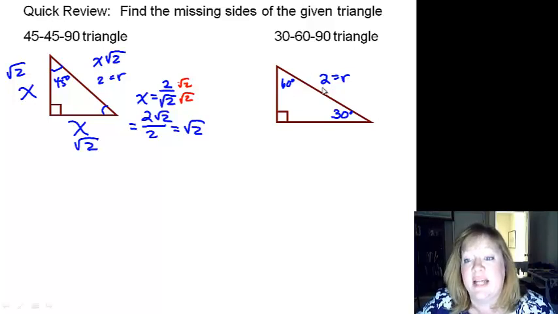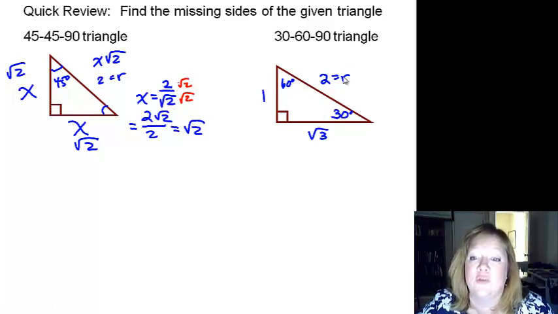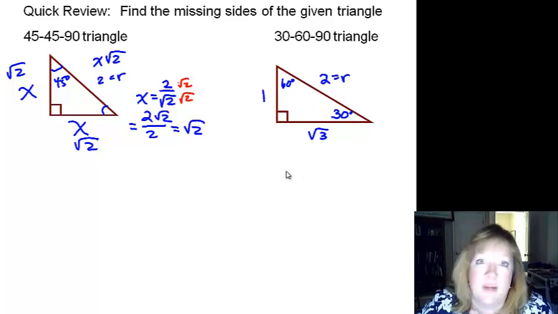Now 30, 60, 90, this one's pretty simple. If this is 2, you should know that the short leg is half as long as the hypotenuse. It's easy as 1, 2, square root of 3. So this one's going to be 1, hypotenuse is 2, and this one's square root of 3. So sine of 30 is 1/2, cosine of 30 is square root of 3 over 2, sine of 60 is square root of 3 over 2, and cosine of 60 is 1/2. So those are what I mean by exact values.